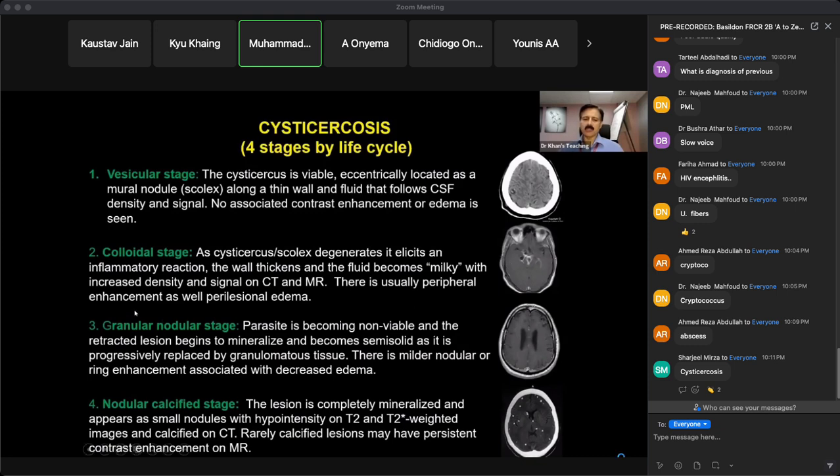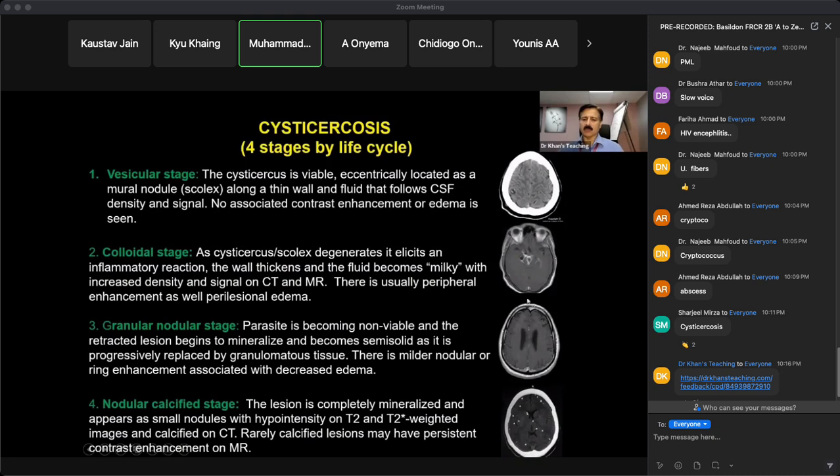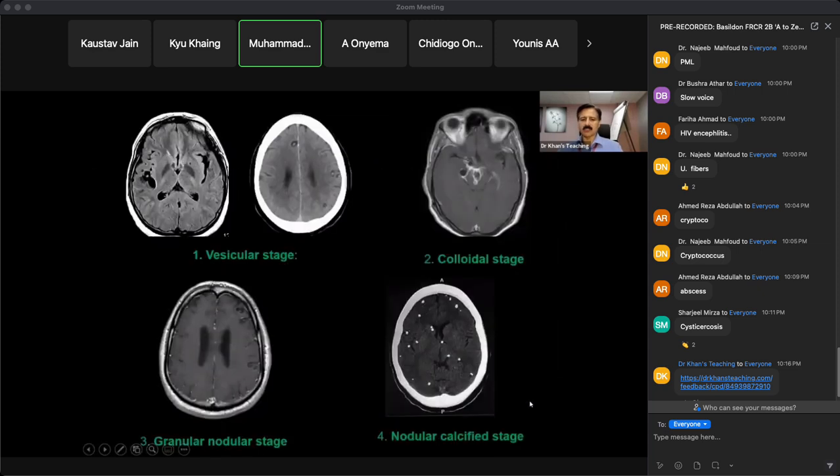Then the inflammation settles down, becoming the granular nodular pattern, and finally the nodular calcified stage, which will be like this. Calcified stage anywhere will have calcification. So these are vesicular. Look at this: a nodule within a cyst, a cyst with a nodule. If I ask you in the exam, you will be worried that this is a cystic space. This nodule is the key finding for the exam. This is the vesicular stage.